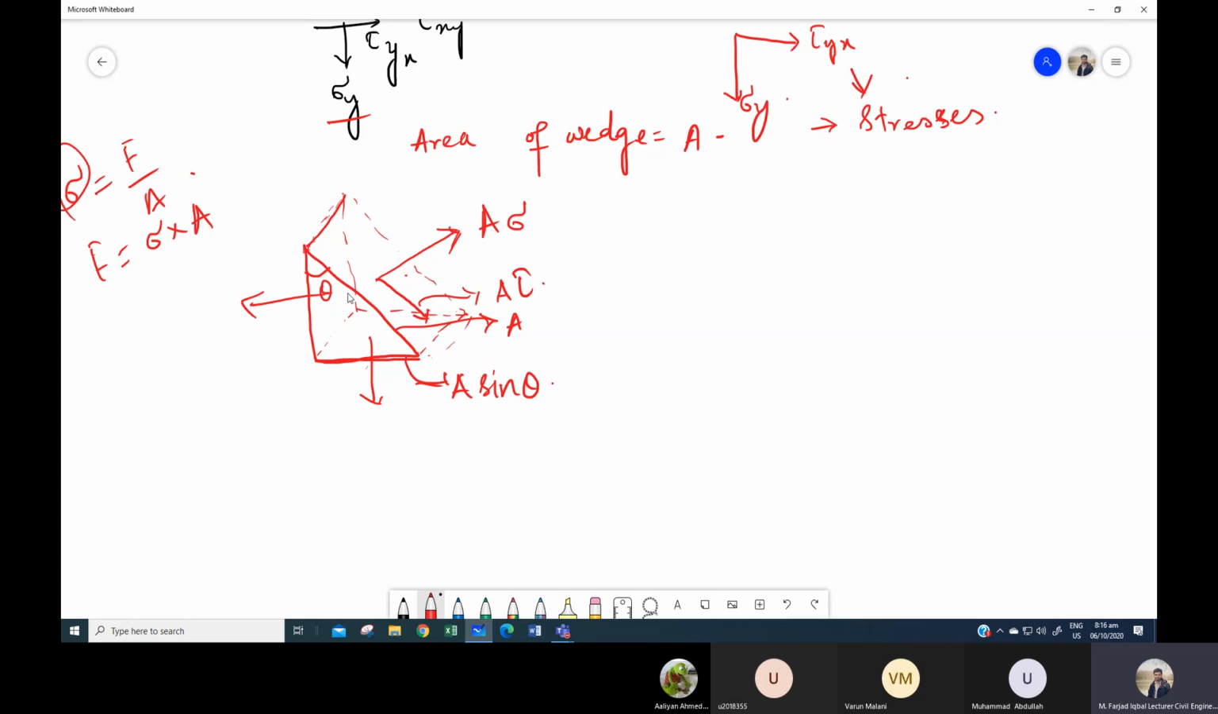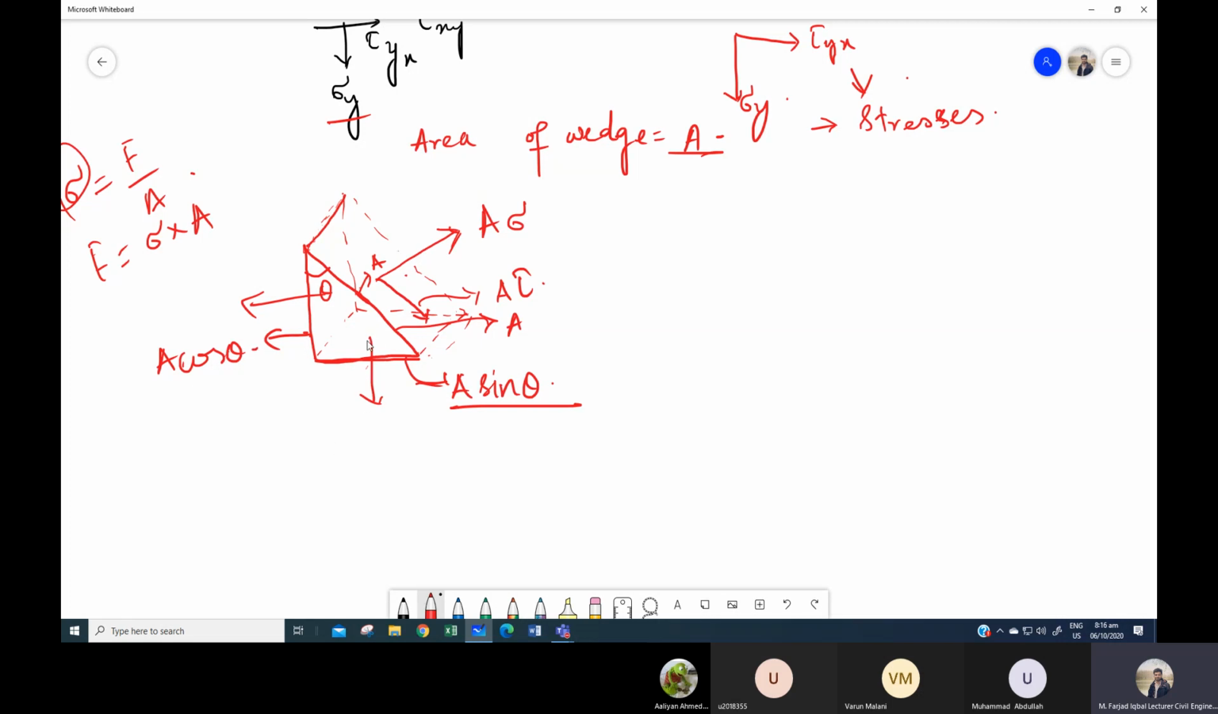Because this angle is theta, this area is A. Let's suppose that this length is A, this angle is theta. What would be this length? That will be again, the side in front of theta would be A sine theta by using the perpendicular triangle rule. And again, this one would be A cos theta. Now we have three areas. This one we assumed as A, and this one in front of theta would be A sine theta, and alongside the theta would be A cos theta.